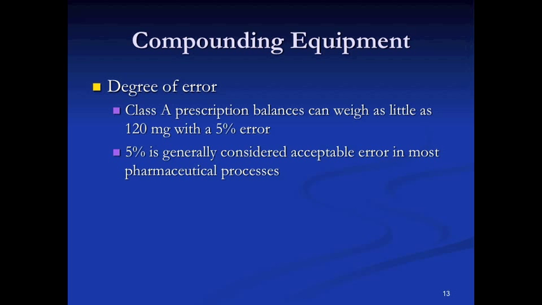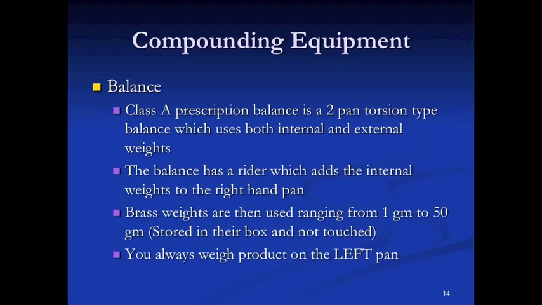Class A torsion balances have a minimum weighable quantity of 120 milligrams with a 5% error. Usually, the maximum weighable quantity is 60 grams, but some will weigh up to 120 grams. A Class A torsion balance is a two-pan balance that uses both internal and external weights. The balance has a rider that adds the internal weights to the right-hand pan. Brass weights are used. These are stored in a box, and when removed and placed on the balance, you do not touch them. You use forceps. The product is weighed on the left pan.